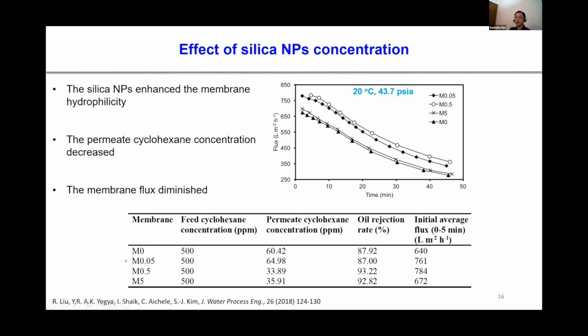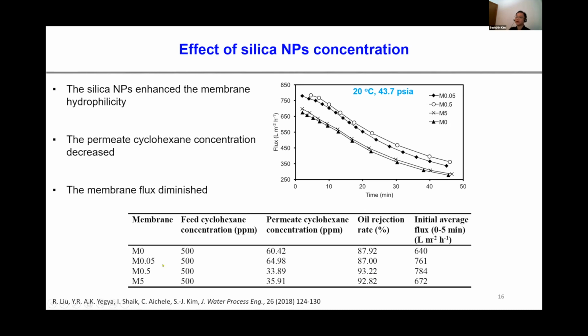When we compare membrane M.05 and membrane M.5, the flux was similar, around 760 and 780. However, when we compare the oil rejection rate, the M.5 membrane shows a higher oil rejection rate, indicating the effect of silica nanoparticles on rejecting oils.